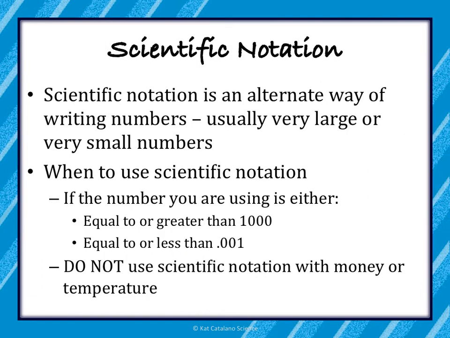Now we're going to talk a little bit about scientific notation. Scientific notation is an alternate way of writing numbers. We usually use this when we're writing very large or very small numbers. Generally speaking, you're going to use scientific notation if the number you're working with is either equal to or greater than 1,000, or equal to or less than 0.001. And then just a note, you do not use scientific notation when you're dealing with money or temperature.